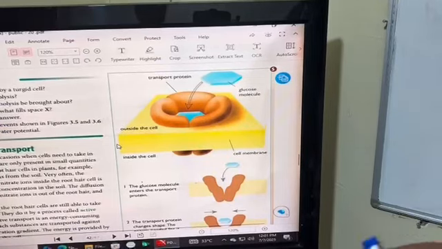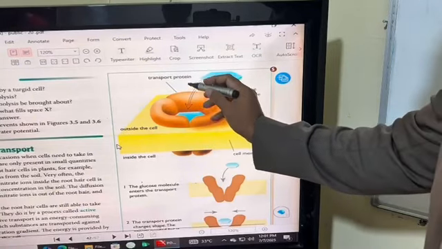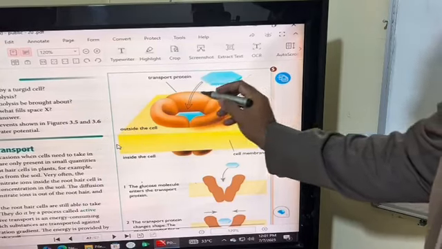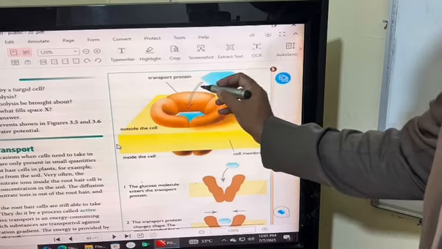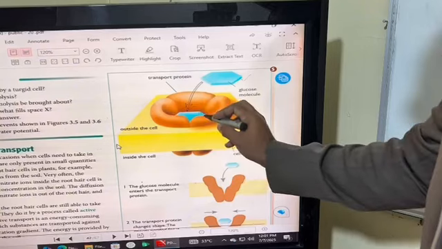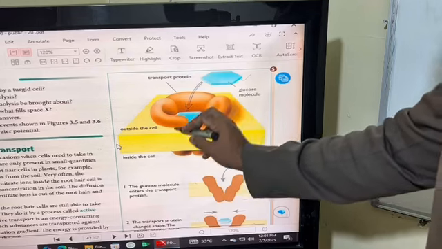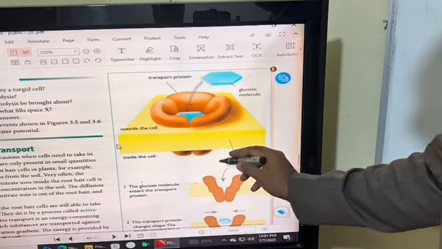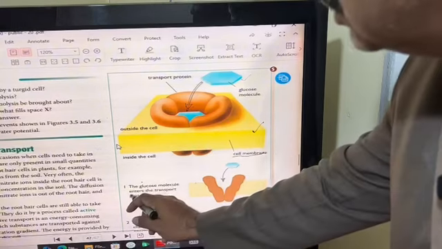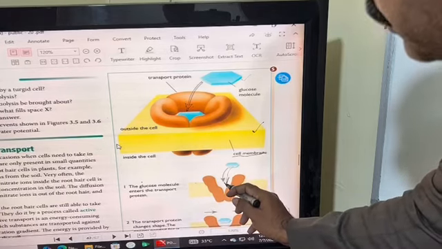Now as for this transport protein, the shape of the protein is like this. This glucose molecule is outside the cell, but it will attach itself to the protein as per the shape, and the protein will change its shape also. Now it will move inside the cell. See the cell membrane, and the glucose molecule enters the transport protein. It enters here.